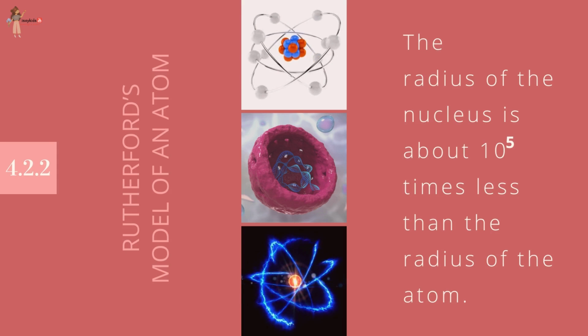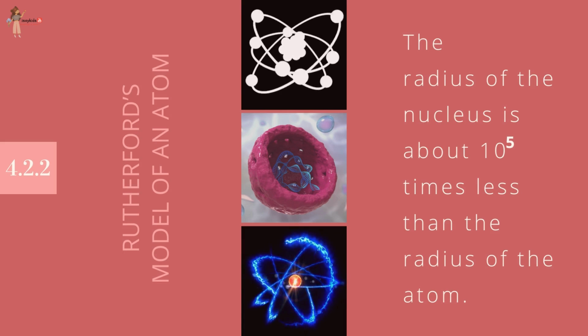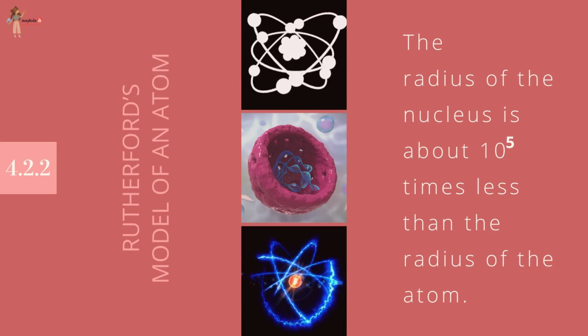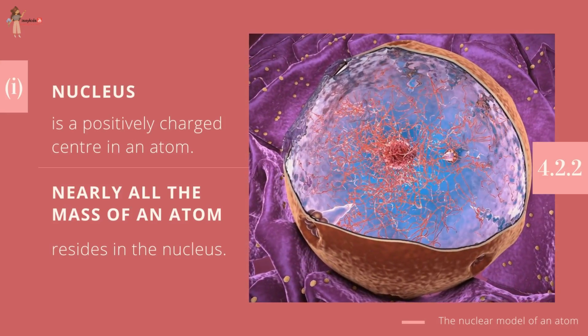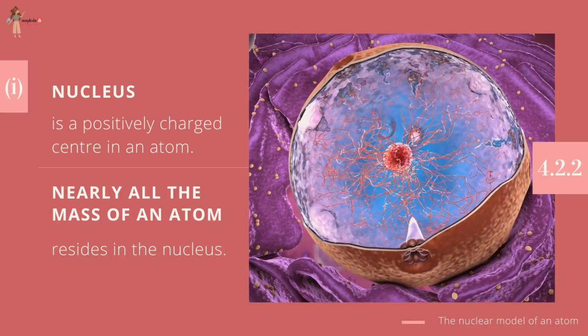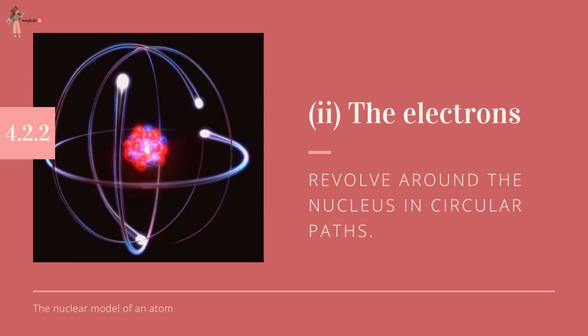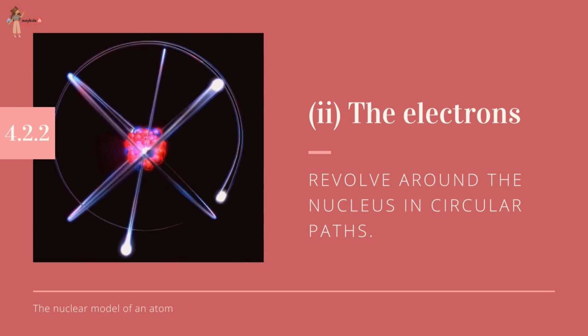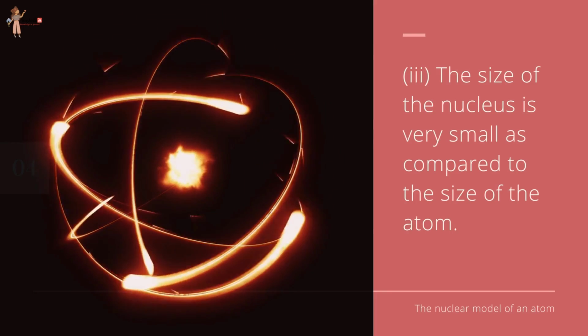Now, from the data, Rutherford also calculated that the radius of the nucleus is about 10 raised to the power 5 times less than the radius of the atom. On the basis of his experiment, Rutherford put forward the nuclear model of an atom, which had the following features. There is a positively charged center in an atom called the nucleus. Nearly all the mass of an atom resides in the nucleus. The electrons revolve around the nucleus in circular paths. The size of the nucleus is very small as compared to the size of the atom.